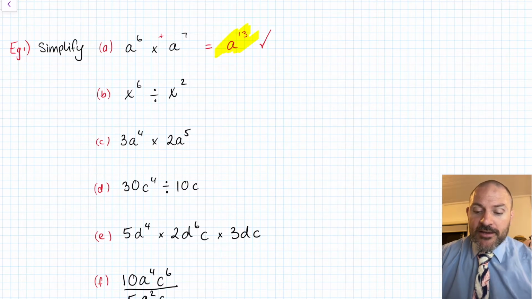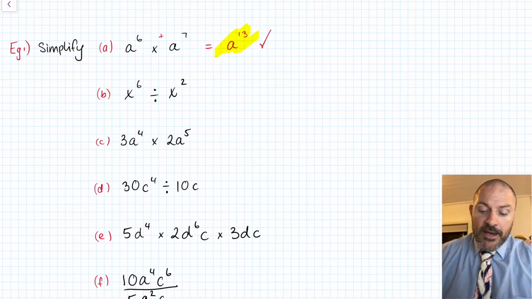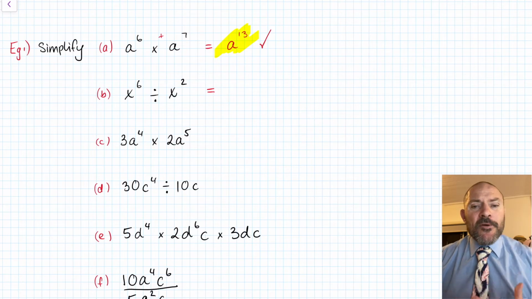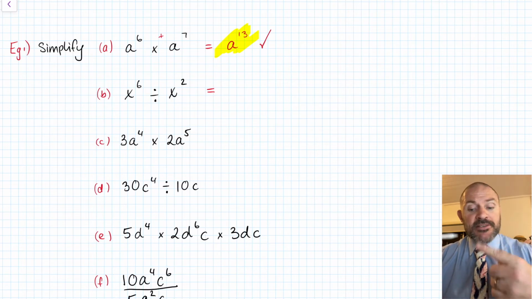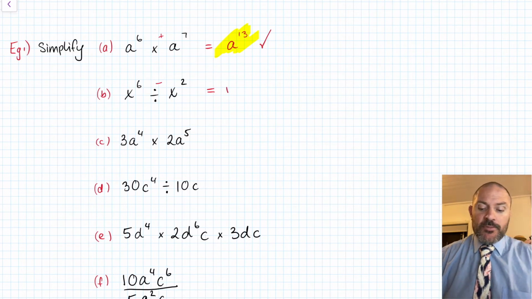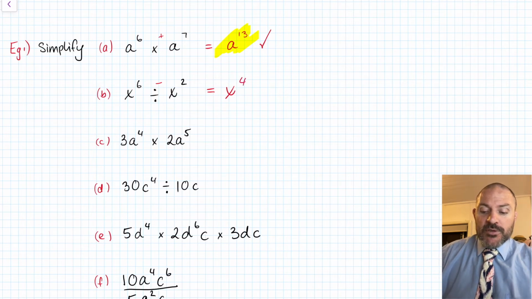Highlight that. Job done. Let's move on. The next question, same thing, but we're now dividing. The bases are the same. So instead of adding them like we did with the multiplication, opposite of times is divide, opposite of plus is minus, we're now going to subtract the two powers. And I'm going to get 6 minus 2 is 4.